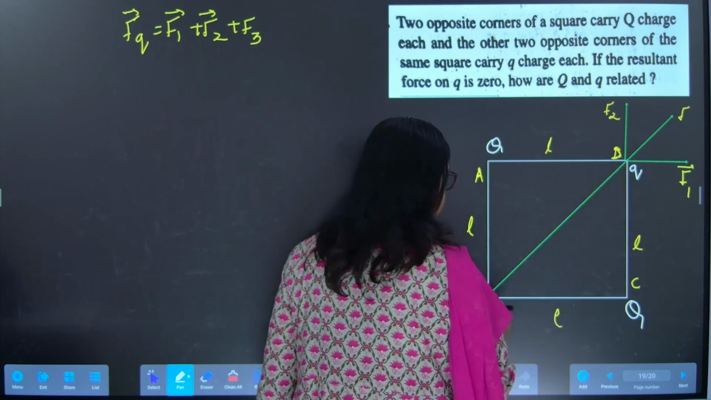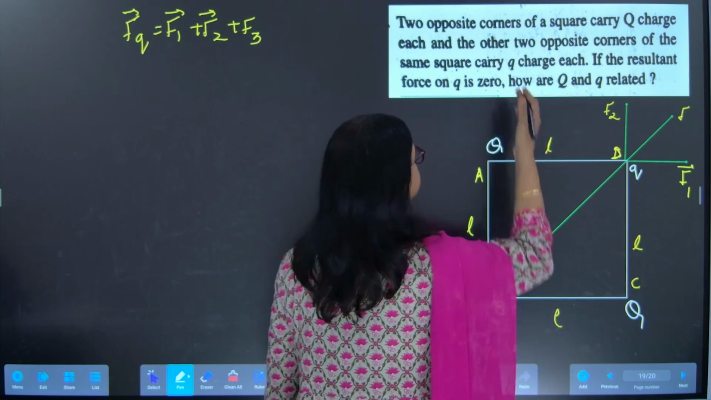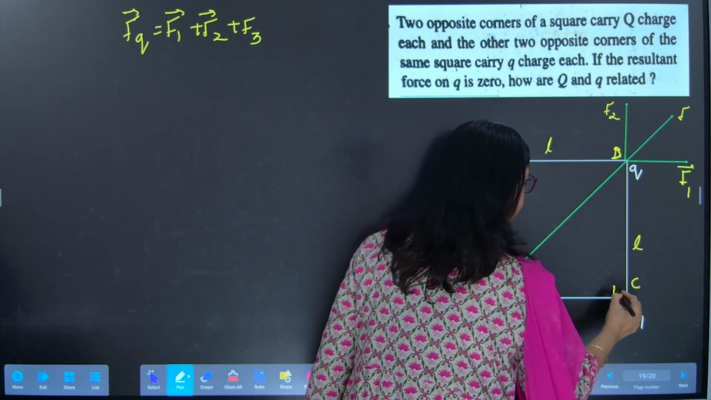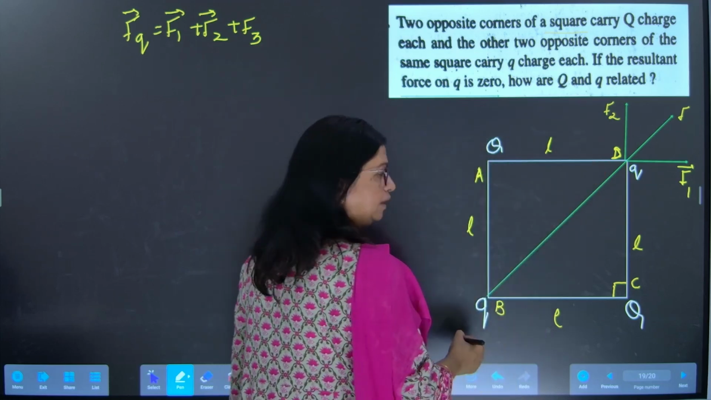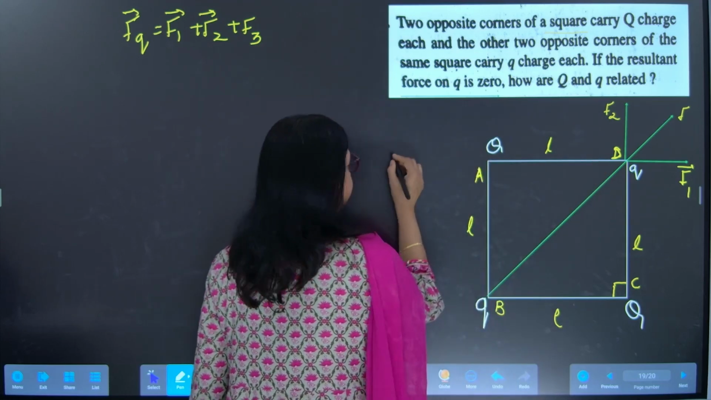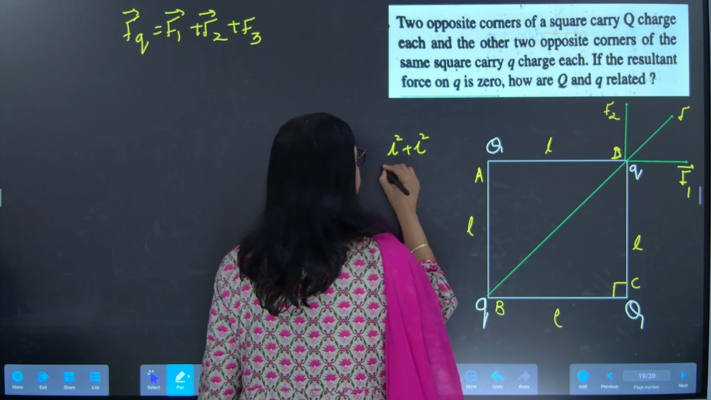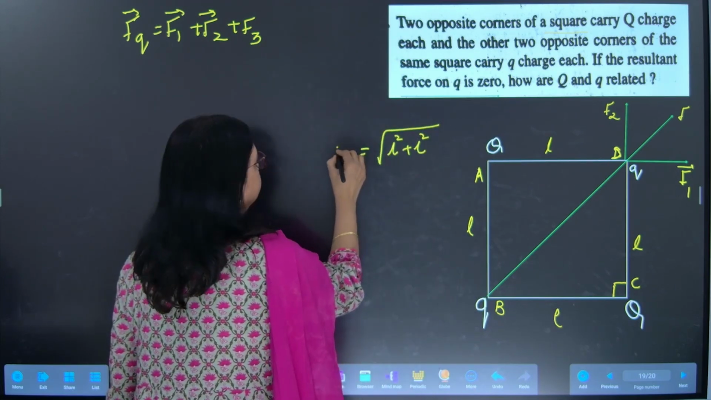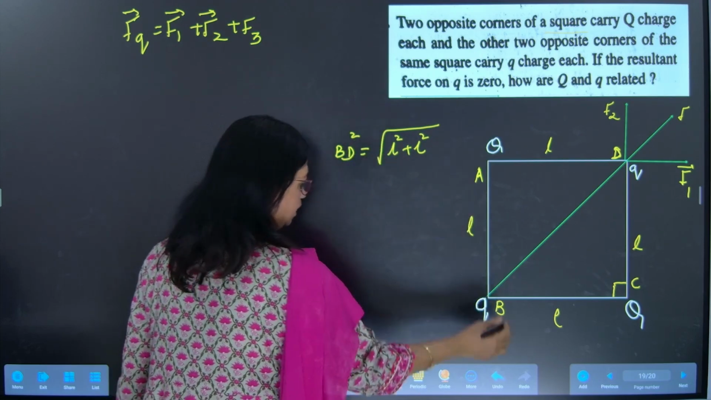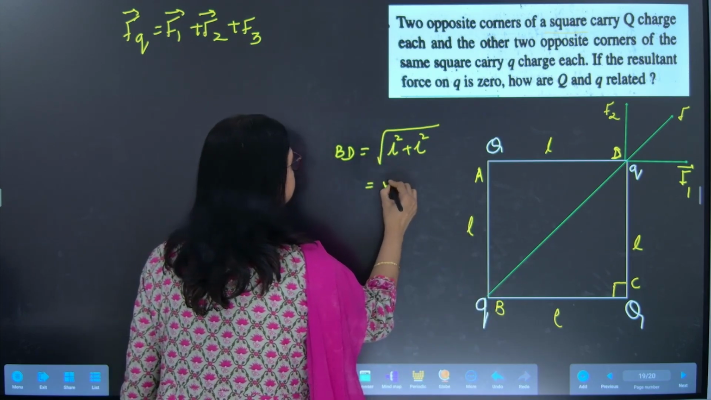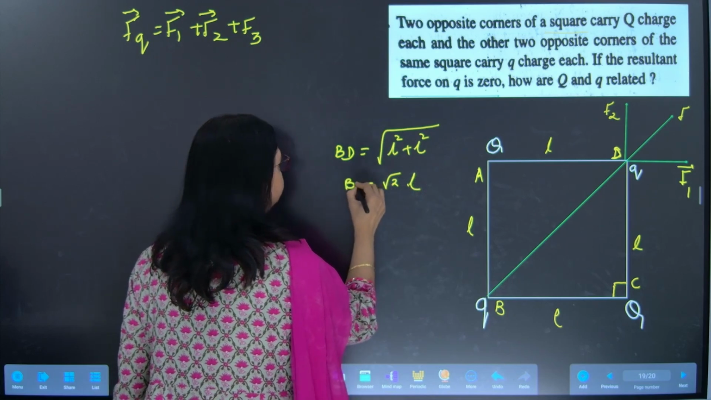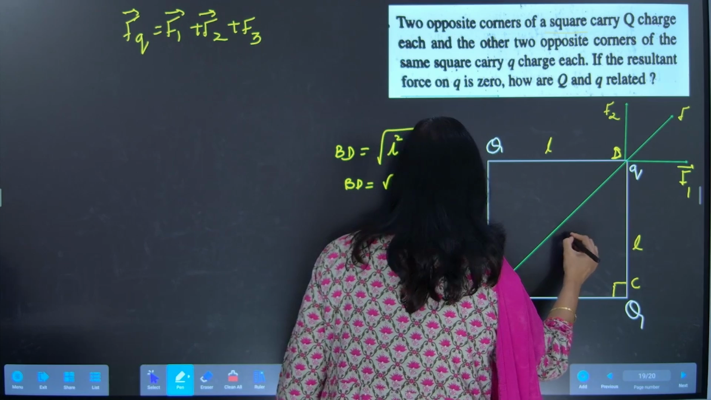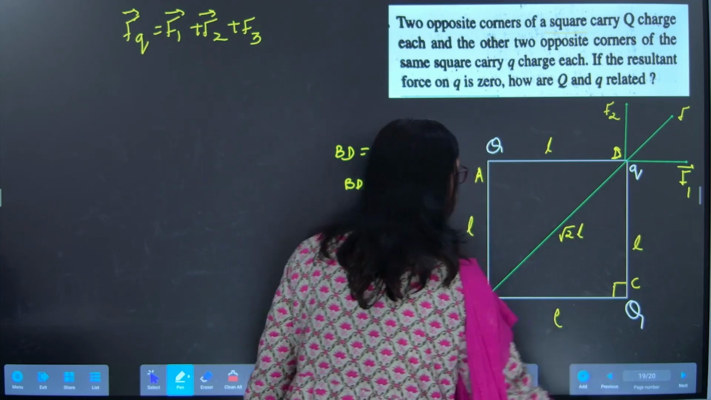But what is the value of the diagonal for a square? This is a square. So what is the diagonal value? So we can use the Pythagoras theorem here and find the value of BD. So just a small calculation, that is, L square plus L square under root is equal to BD square, is equal to BD. So that is root 2 L. So we have BD is equal to root 2 L. Let me write it here as the length of the diagonal of the given square with equal sides L.